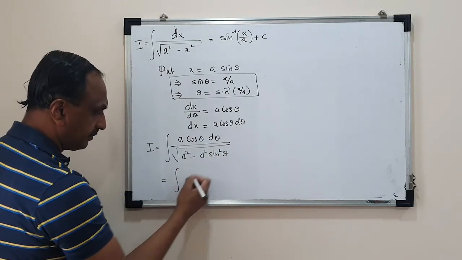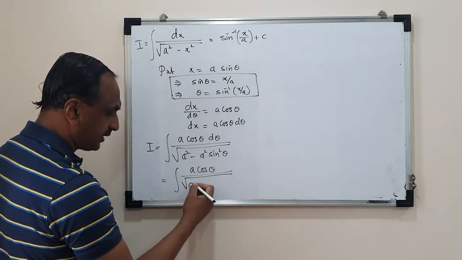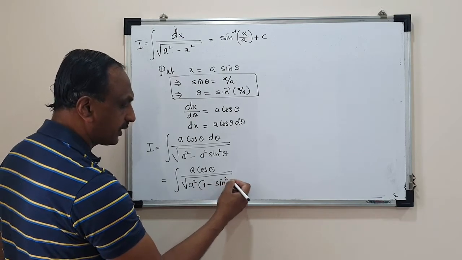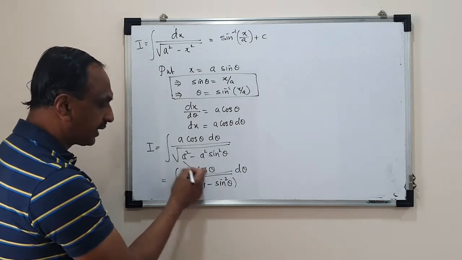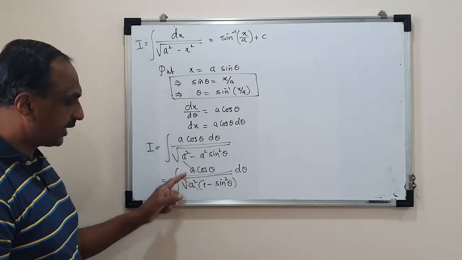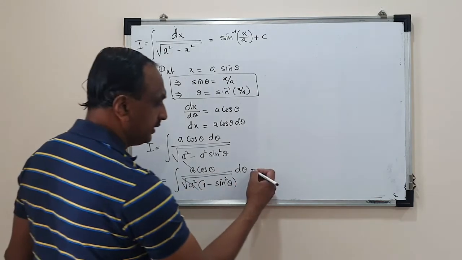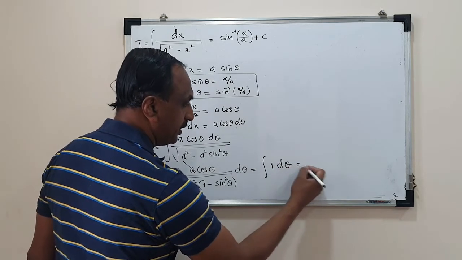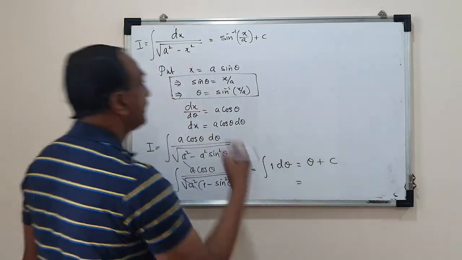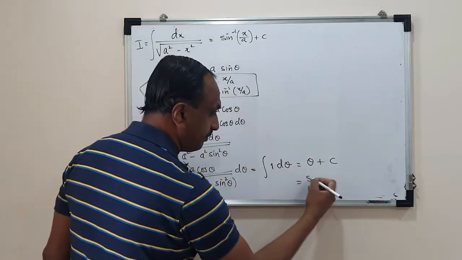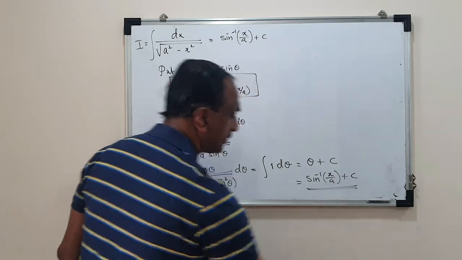Now this I can write as a cos theta divided by root of a square, if I take common, 1 minus sine square theta. So root of a square and a will get cancelled because root of a square is a. Cos theta, 1 minus sin square theta is cos square theta, root of that also will get cancelled. So you will be left with only 1. The variable of integration is theta. So it becomes theta plus c, and theta is going to be replaced by sine inverse x by a plus c. This is your second formula.